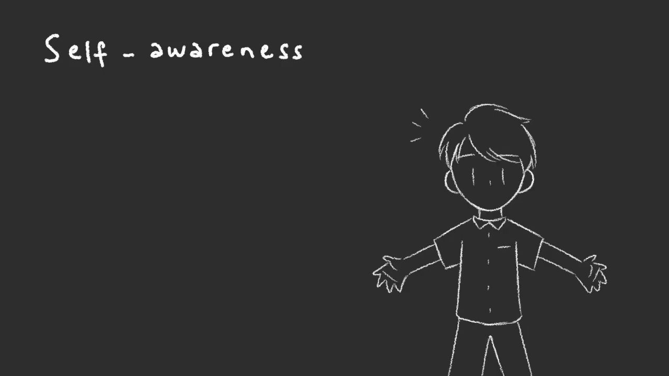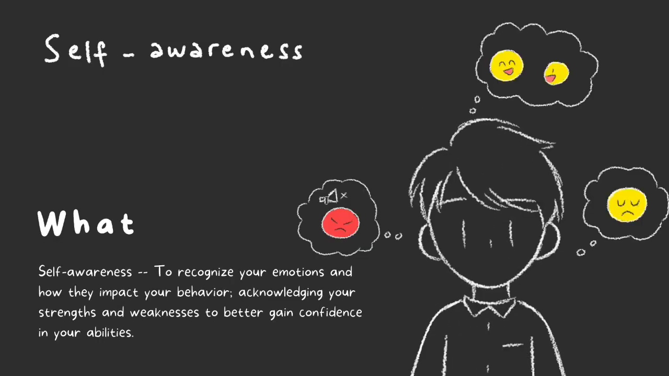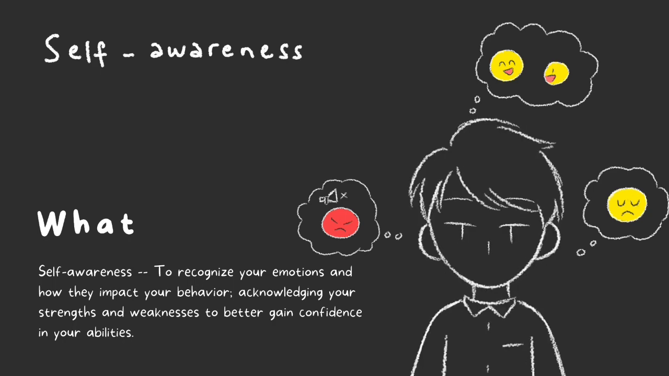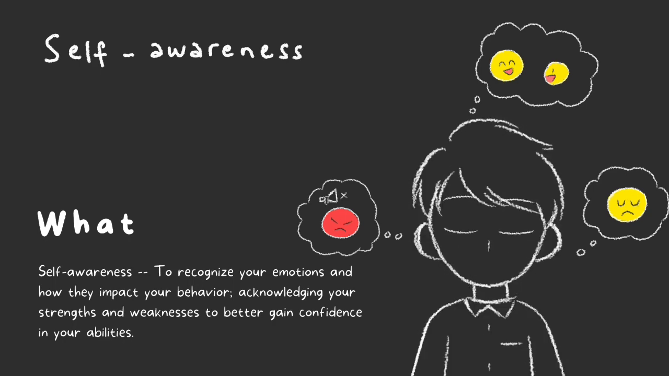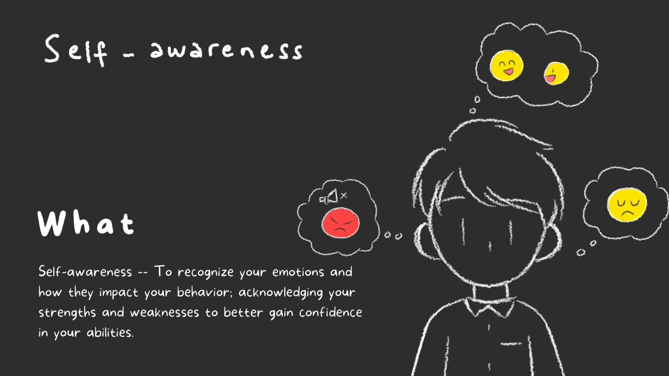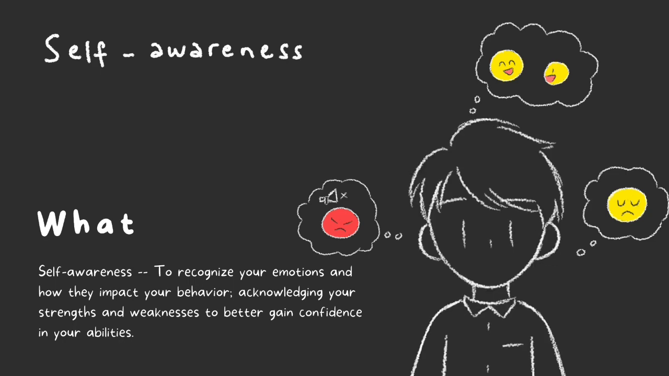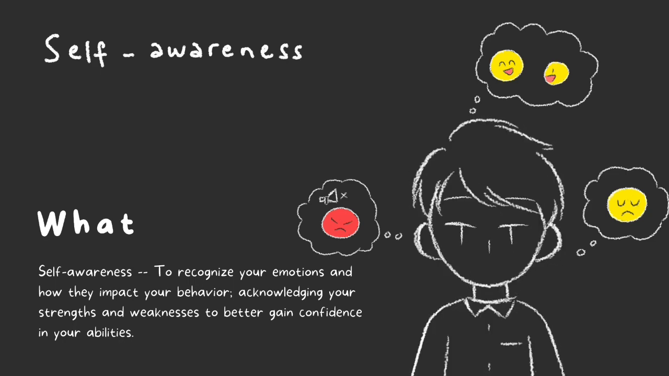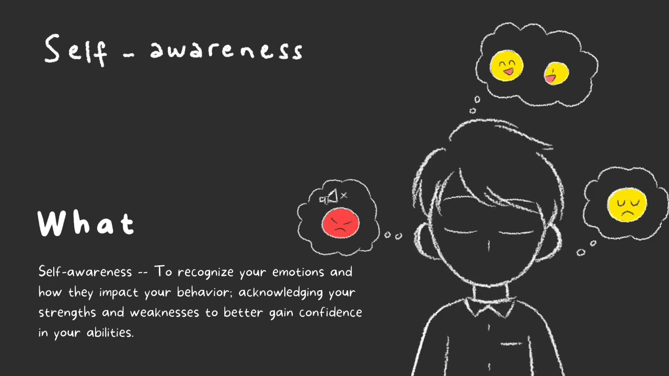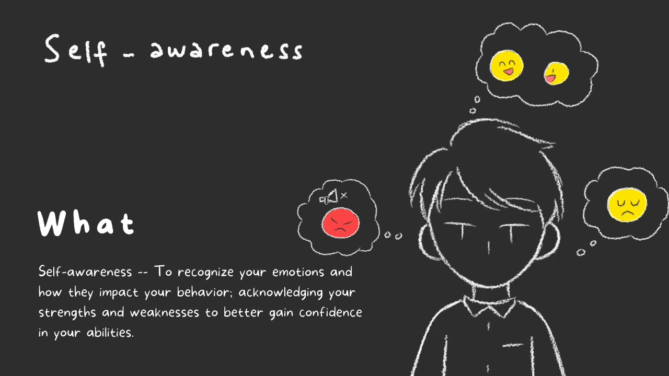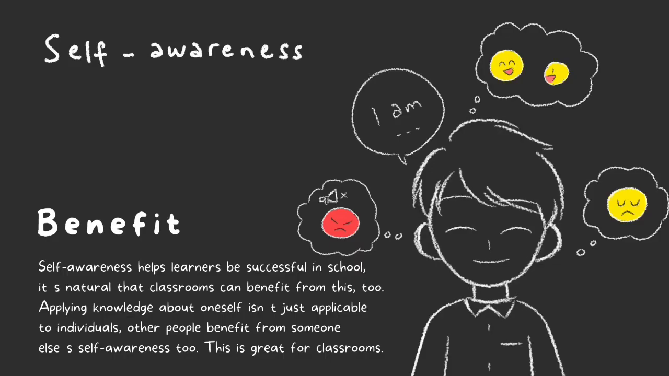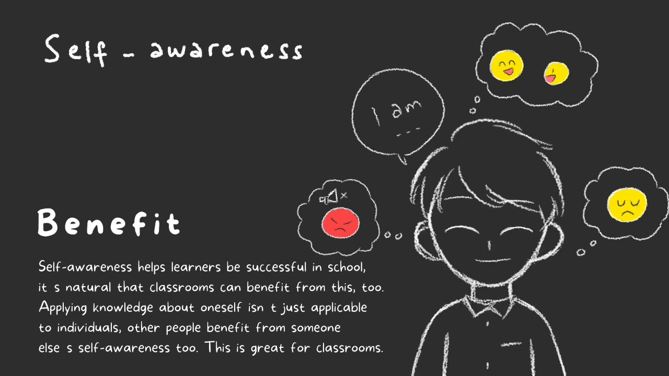Self-awareness: to recognize your emotions and how they impact your behavior, acknowledging your strengths and weaknesses to better gain confidence in your abilities. In other words, this competency is all about learning to get to know ourselves, which includes things like our identity, likes and dislikes, strengths and challenges, feelings and opinions, and how our mind influences our emotions, words, and behaviors. Self-awareness helps learners be successful in school.